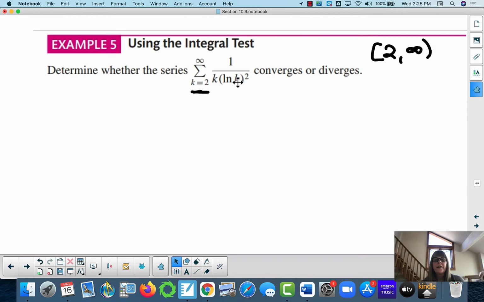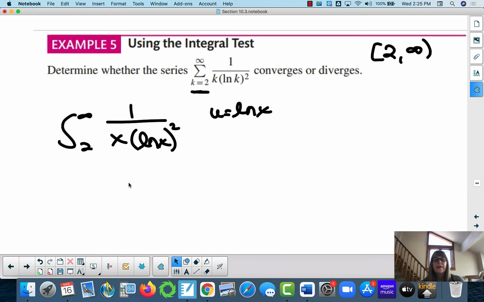Once again, you would show that this was continuous, positive and decreasing, which you can do. And then we have the integral from 2 to infinity of 1 over x times natural log of x squared. This is also a U substitution problem. If you'll notice, the derivative of natural log of x is 1 over x, so we have the derivative here. So we have that U substitution pattern, where u is natural log of x, and du is 1 over x dx, so dx is x times du.